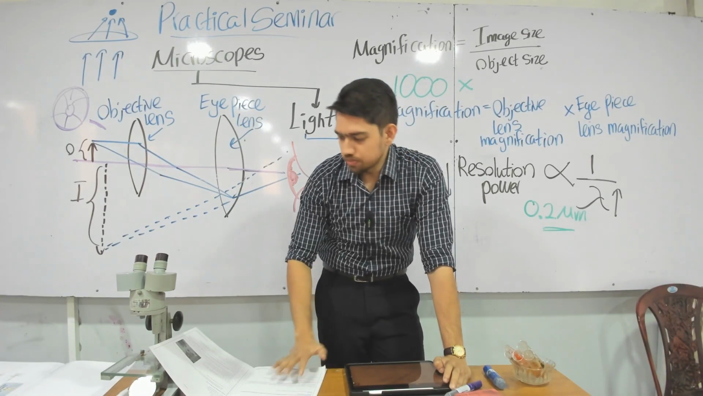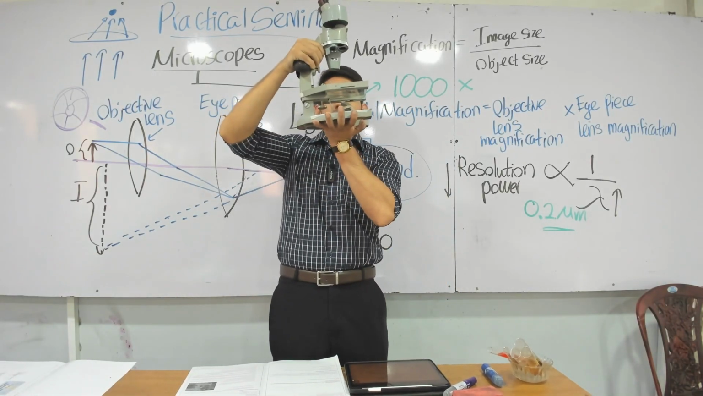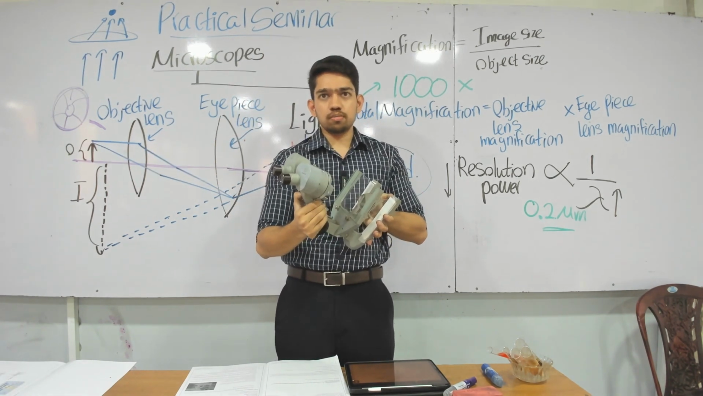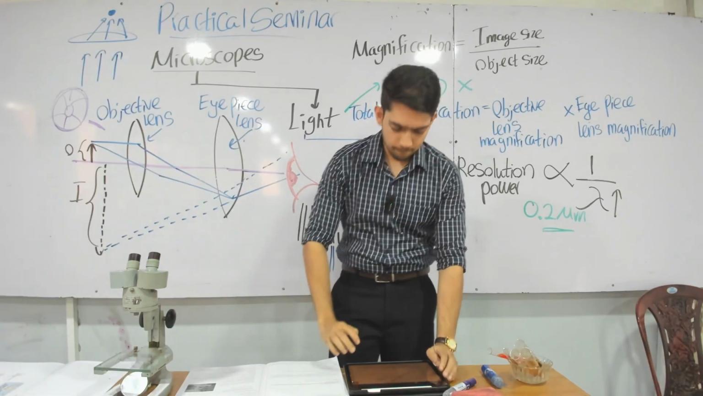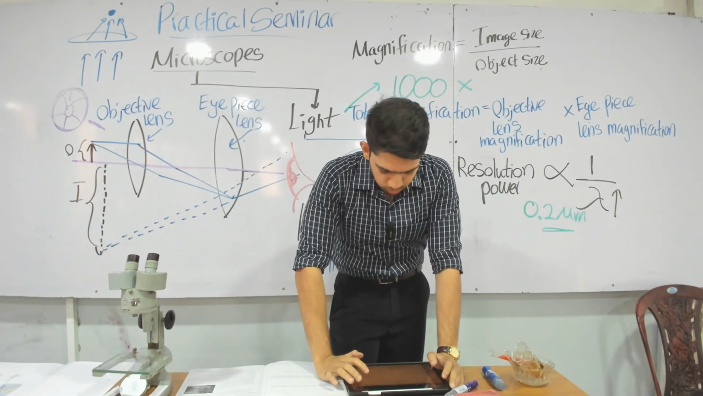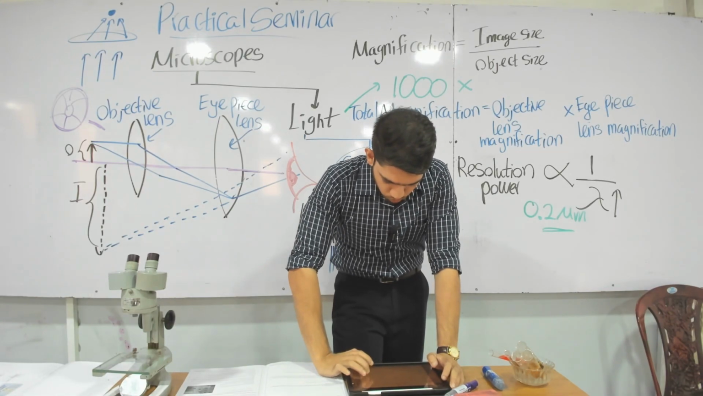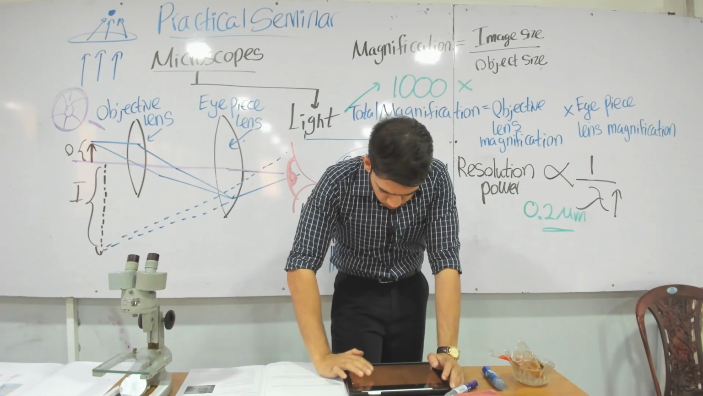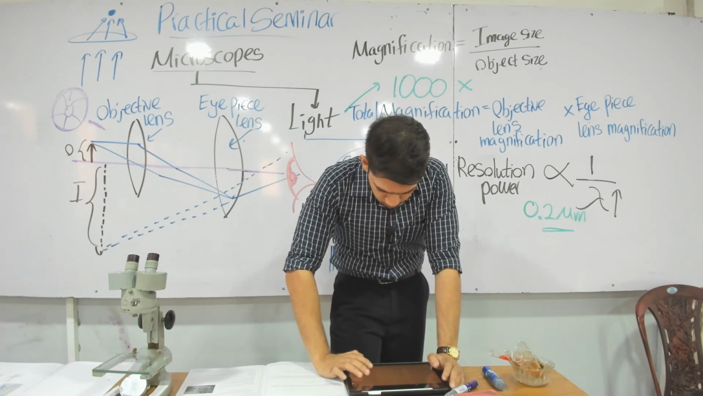Then the stage, a very, very important part. This is the stage. At the back, can you see the stage? Within this glass surface is where you mount your specimen to be observed. Write down the function. Stage: to mount the specimen for observation.